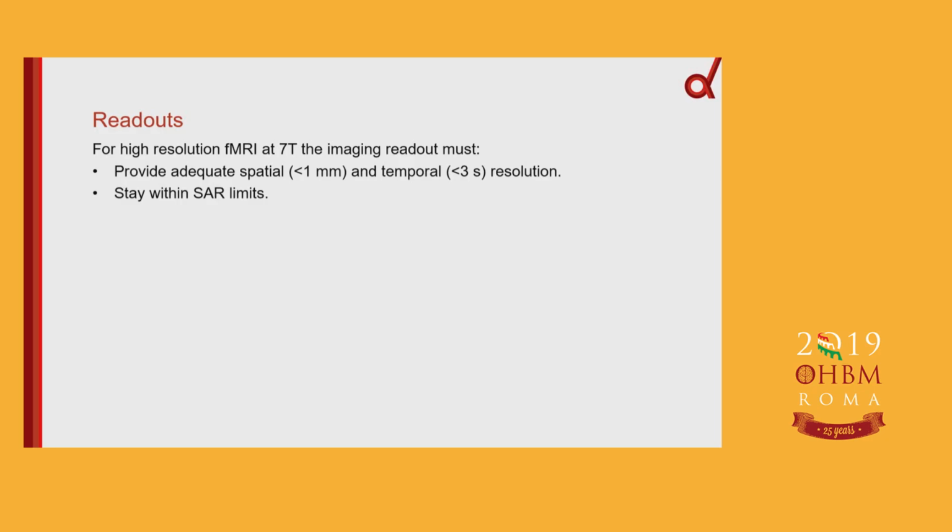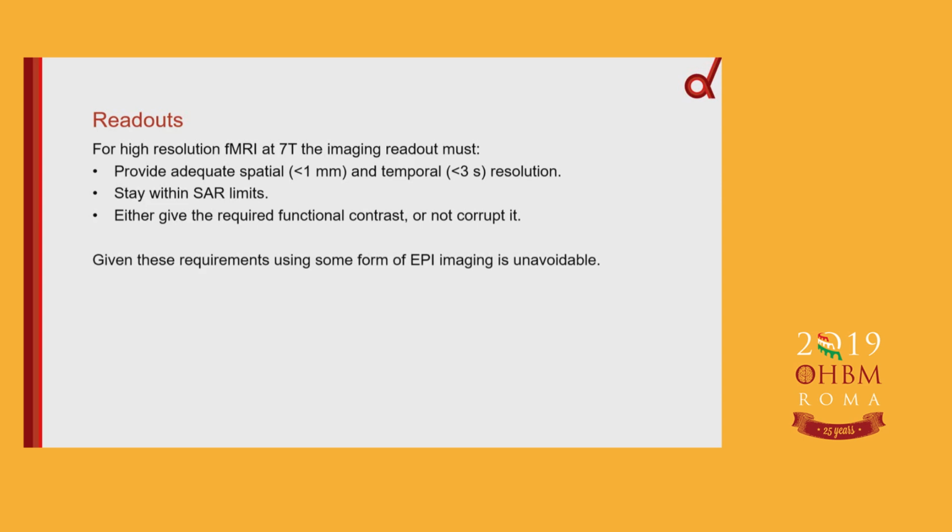At 7 Tesla and above, you've got to stay within the SAR limits. And actually, even things like spin echo EPI start hitting some problems there. And you've either got to get the right functional contrast out of your readout, or at least not corrupt the functional contrast you want with the readout, okay? So you're going to hear about VASO, which is a blood volume technique, at some stage, and I'll mention spin echo later in this talk. And these are all things where your readout can possibly add in a little bit extra information which you didn't necessarily want when you started the experiment.